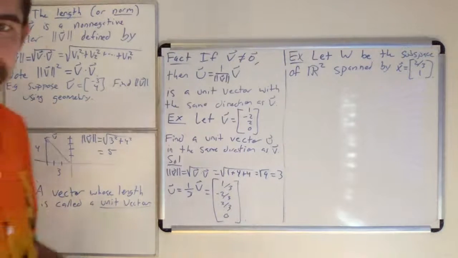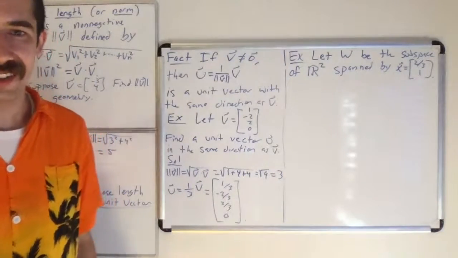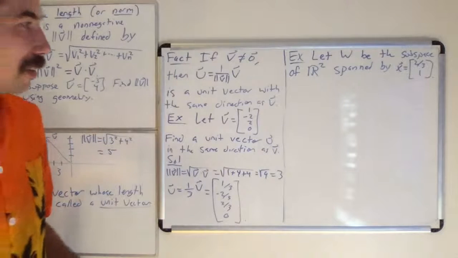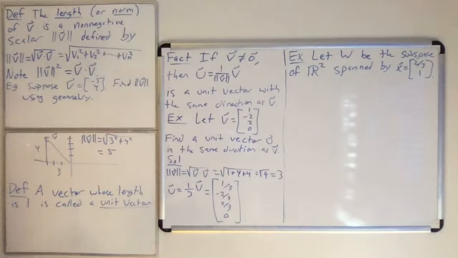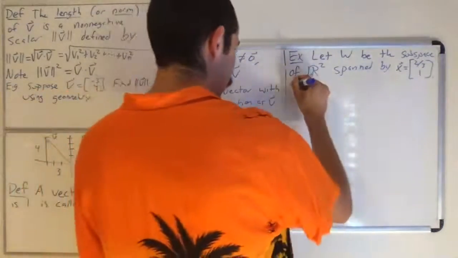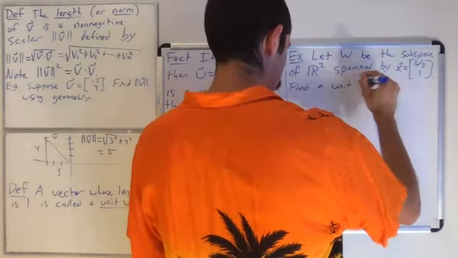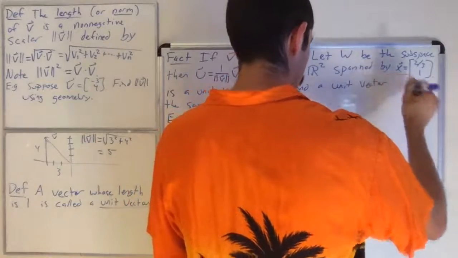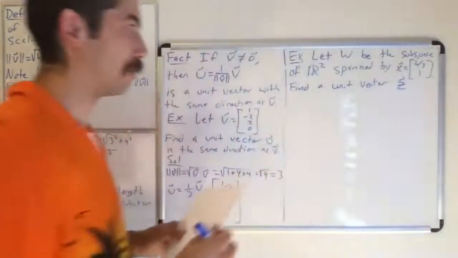Is it a point? Is it a line? Is it a plane? Is it three-dimensional space? Is it higher than that? That's my question. And while you're answering that, I'll finish writing down the question. So find a unit vector z that is a basis for W.